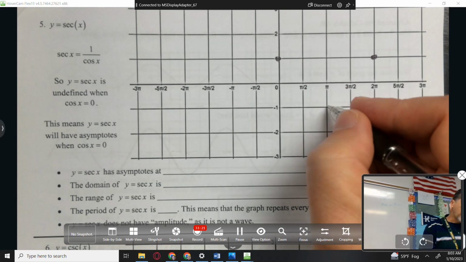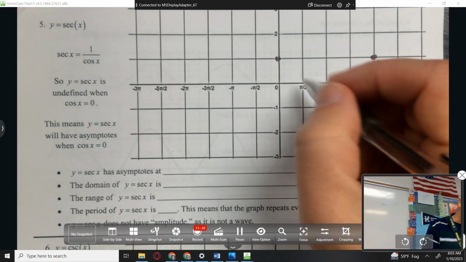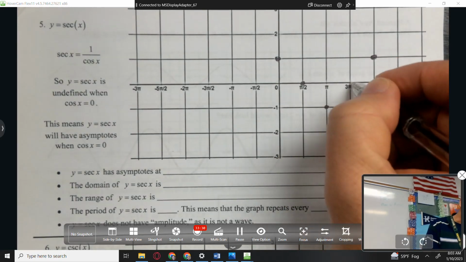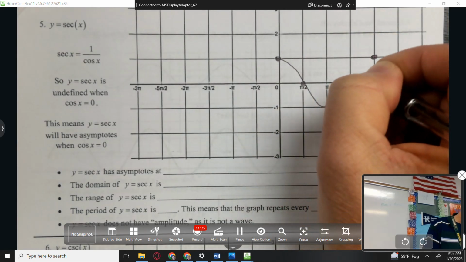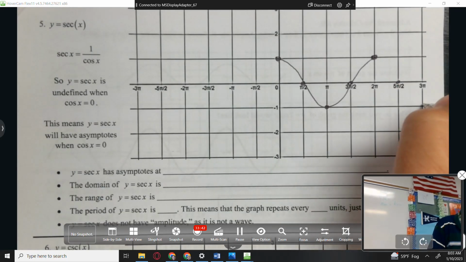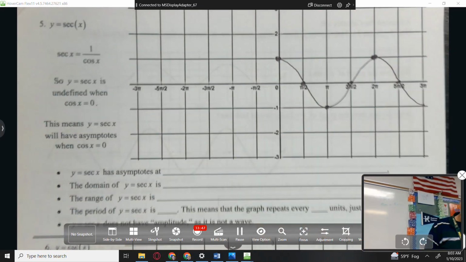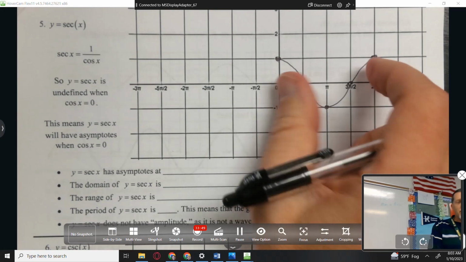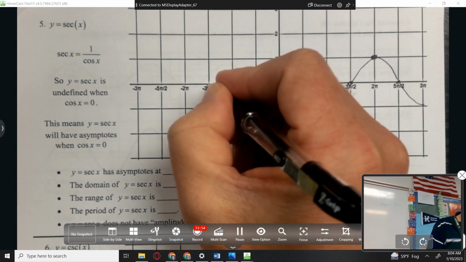Halfway in between the maxes has got to be a minimum. And halfway between a min and a max is a 0, or a middle. So there's our cosine graph. Now let's extend it out so we get some more to look at here. But once you've got one of them down, the rest is just max, middle, minimum, and just bounce back and forth.